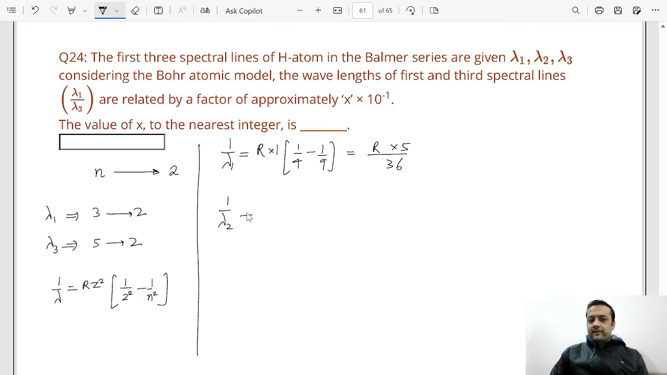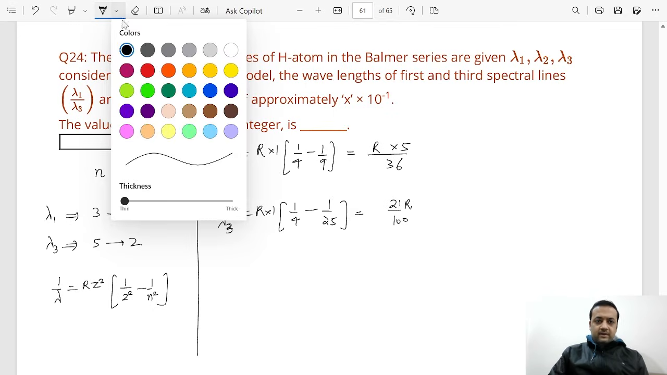Similarly, 1 by lambda 3, if I talk about r into z square into 1 by 4 minus 1 by 5 square, so 1 by 25. All right, so 25 minus 4 is 21 upon 25 into 4, that is 100, into r. So this is lambda 3, my bad, not lambda 2.